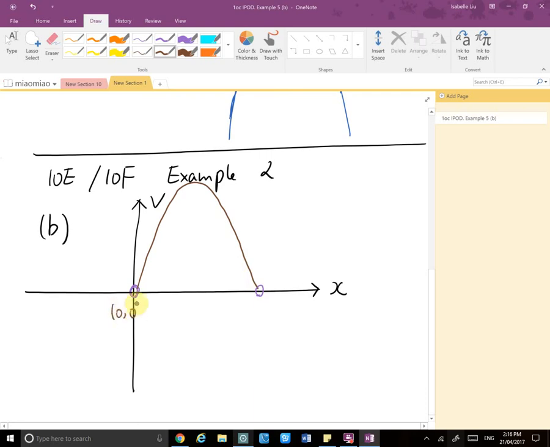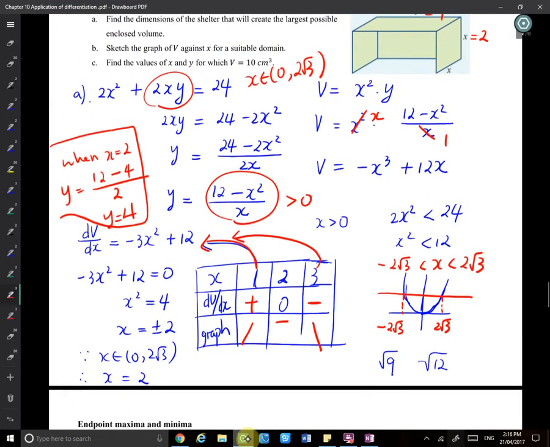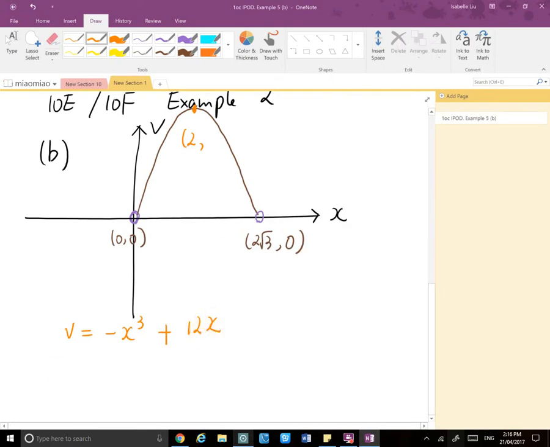That's 0, 0. That's 2 root 3, 0. And for that point, it's 2, comma, I need to find the V value. V equals minus x cubed plus 12x. When x equals 2, V equals minus 8 plus 24, so V equals 16. So 2, 16 is the turning point.